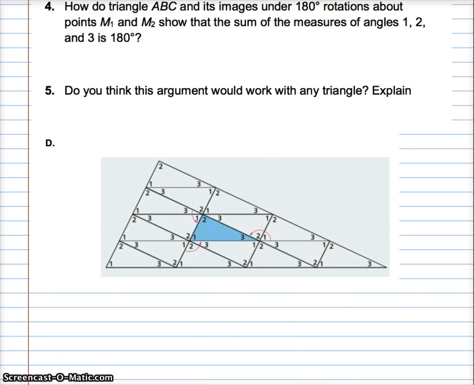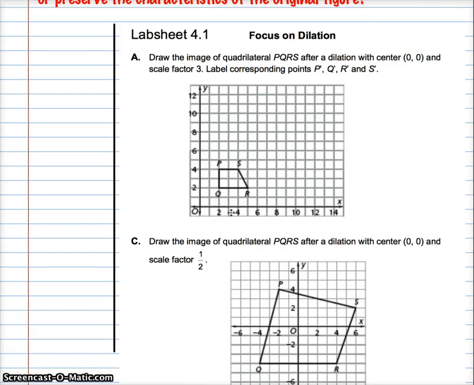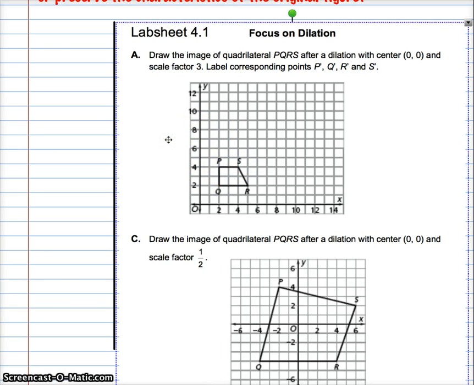So 4.1 is what they call focus on dilations. And the interesting thing about this is focus is actually part of what is on this graph, and dilations is what we use based on the focus. Okay, so the focus question is: what coordinate rules model dilations, and how do dilations change or preserve the characteristics of the original figure? This is the 4.1 lab sheet. This is at the bottom of 3.5. You can go ahead and cut out questions A and C on there, and we'll answer these questions. I'll go over this with you guys together right now on how to do lab sheet 4.1.